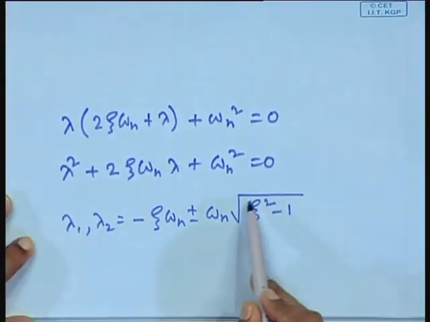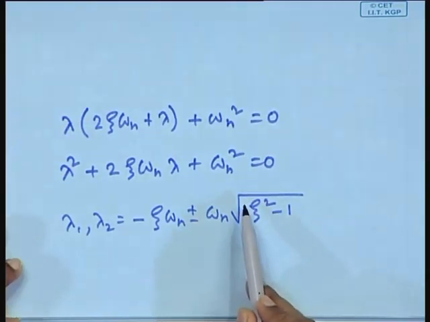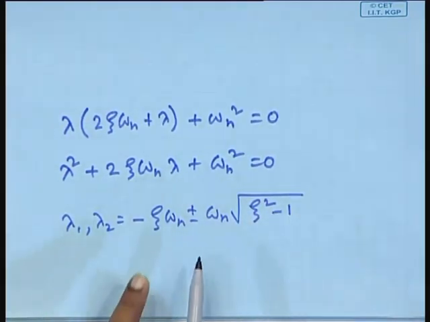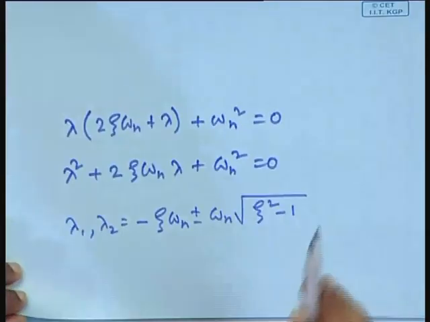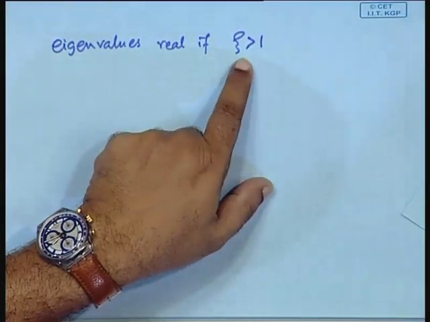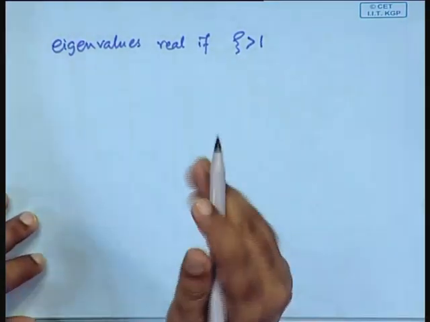If it is exactly equal to 1, then this term is 0. Then this term is 0. Fine. Firstly, when you have the value as real and greater than 1, then what is the solution?